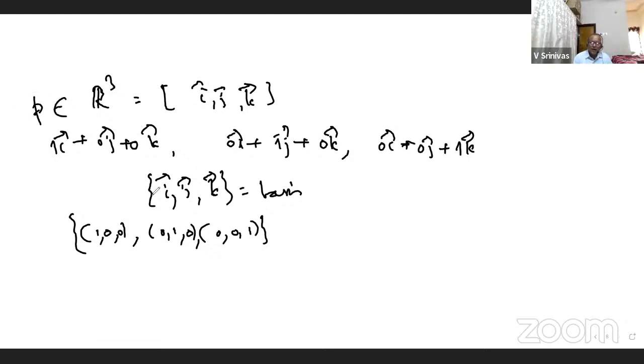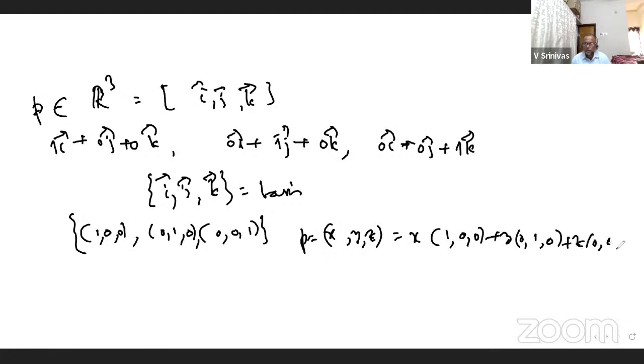a point P from R3, P is what? P is an ordered triplet. If you take the position vector P bar, you can write it as x times 1, 0, 0 plus y times 0, 1, 0 plus z times 0, 0, 1. Any general element P in R3 is an ordered triplet x, y, z of real numbers.